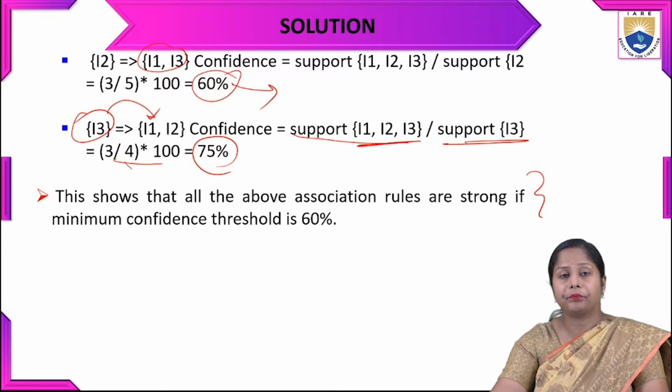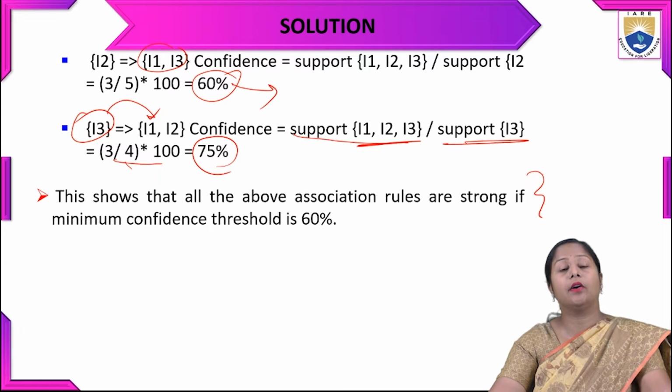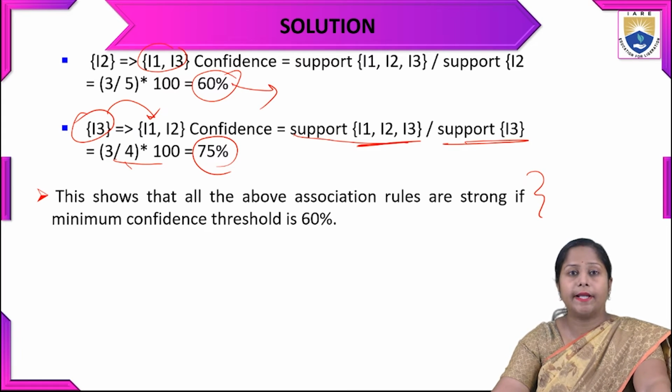So these are the different 6 steps we have to do. We have to find the 1-item set, 2-item set, 3-item set, and in between we have to check the minimum support. If minimum support is not met, we have to discard that.